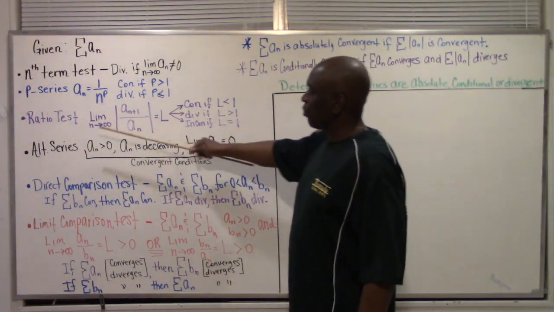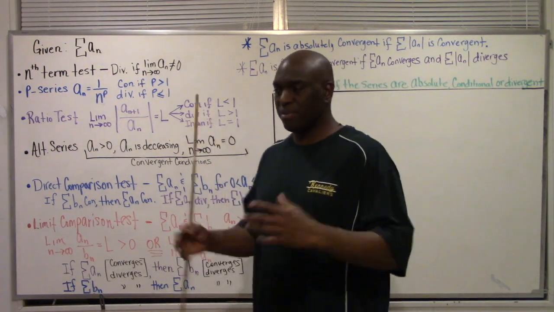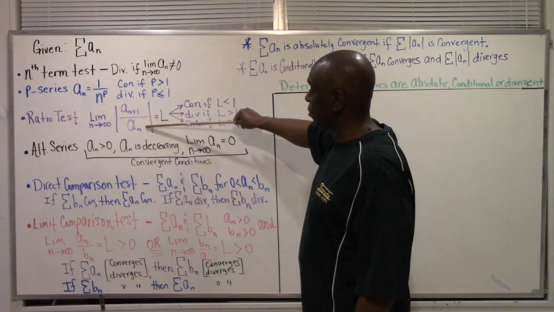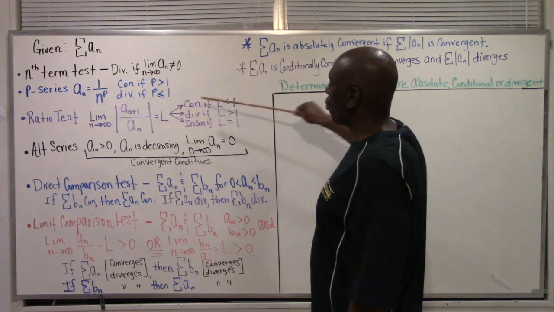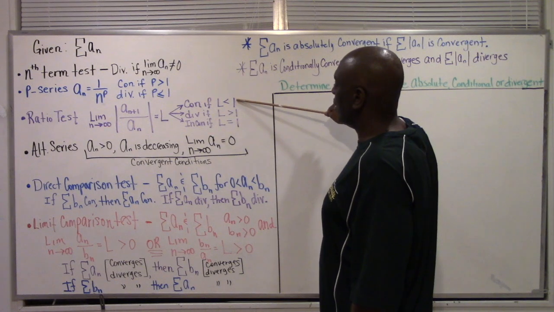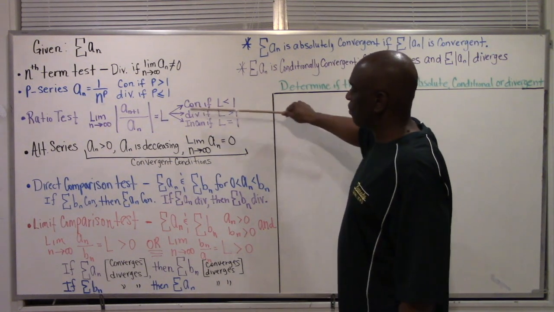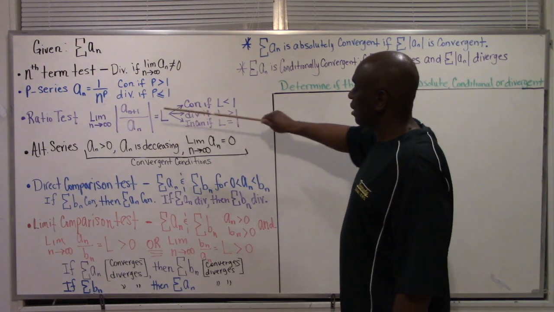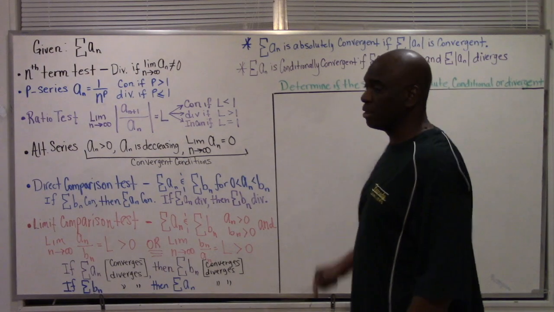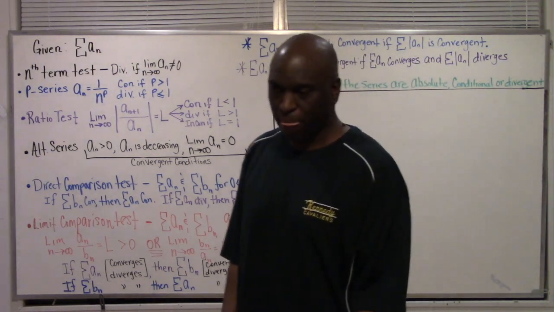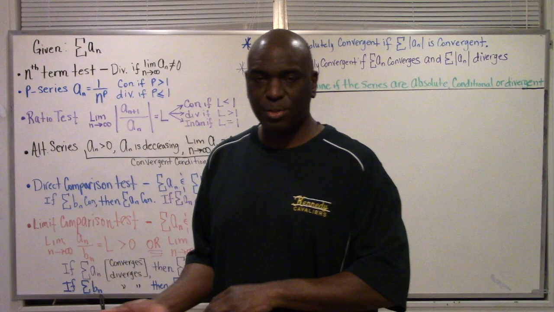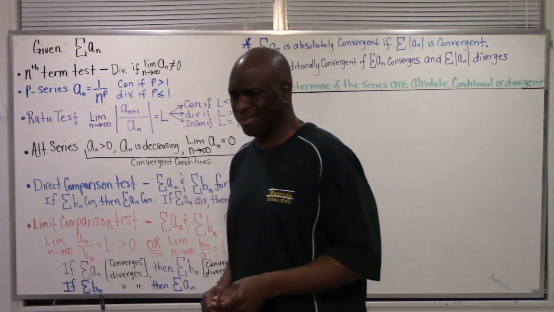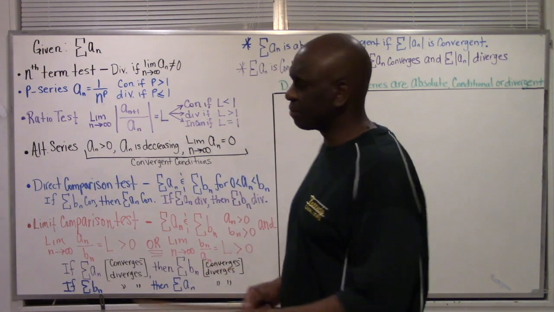So the ratio test is the limit as n approaches infinity of the absolute value of the succeeding divided by the preceding terms. If the limit is less than 1, it's convergent. If the limit is greater than 1, it's divergent. If the limit equals 1, then the test is inconclusive. We don't know whether the series converges or diverges. You might want to try another test if it's equal to 1. The test doesn't tell us anything.